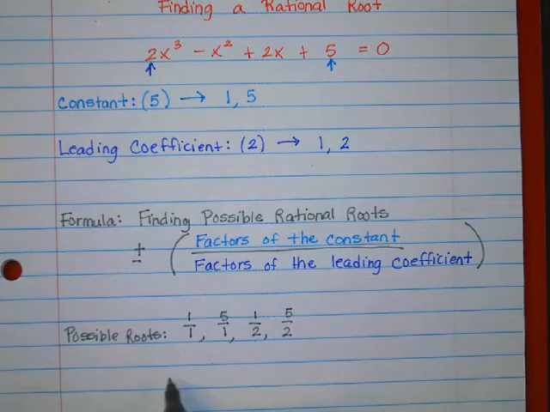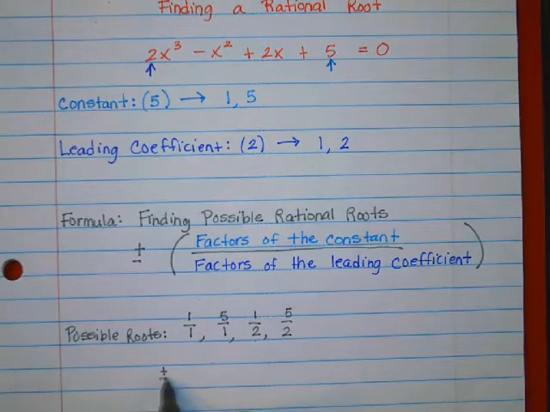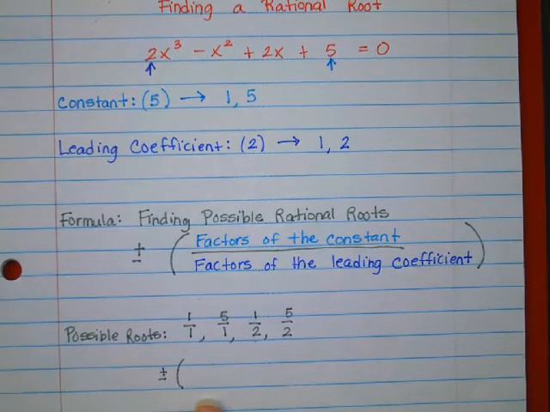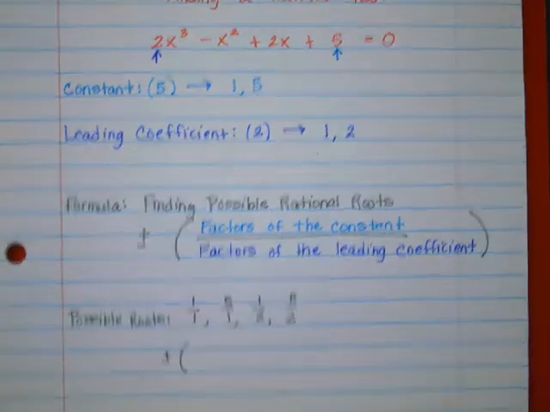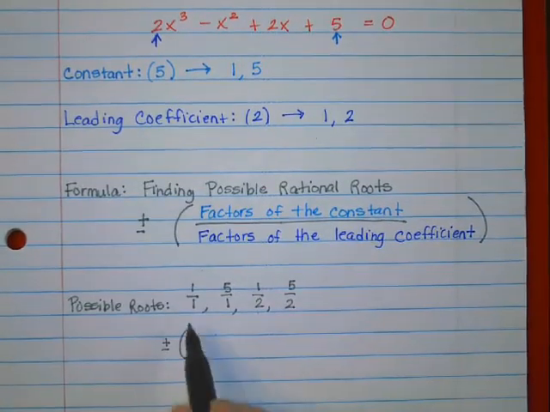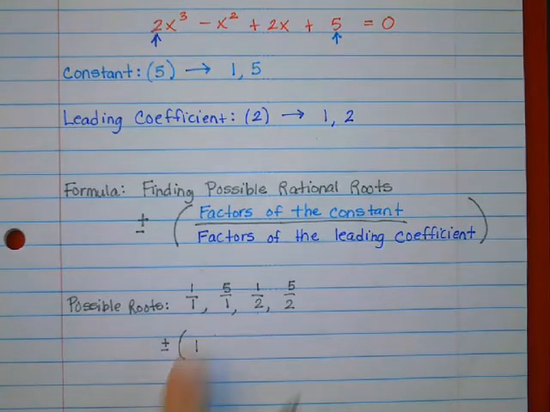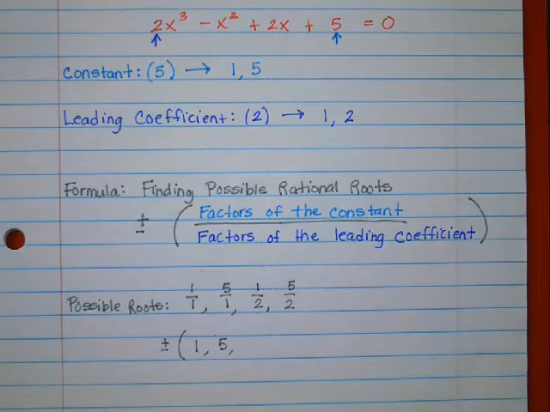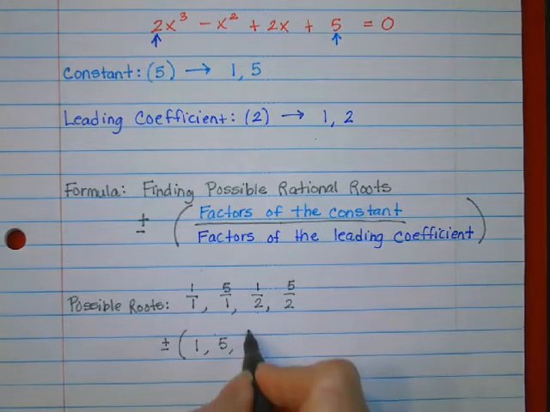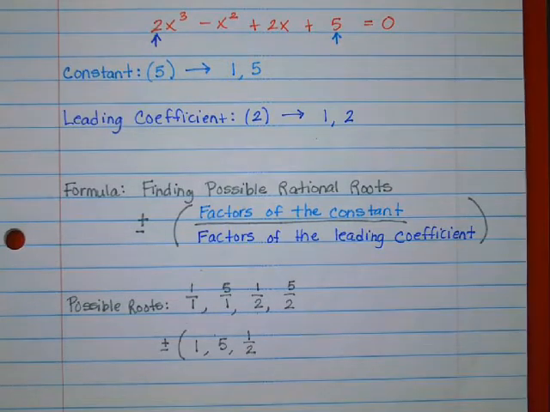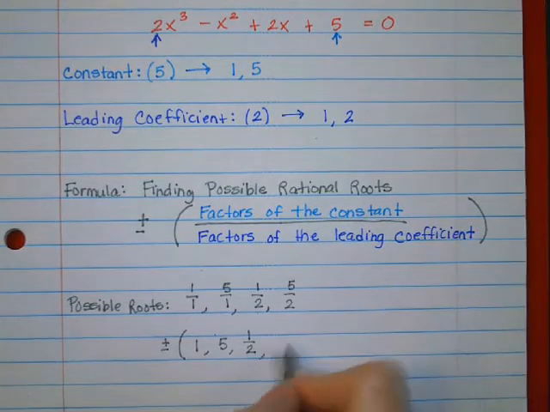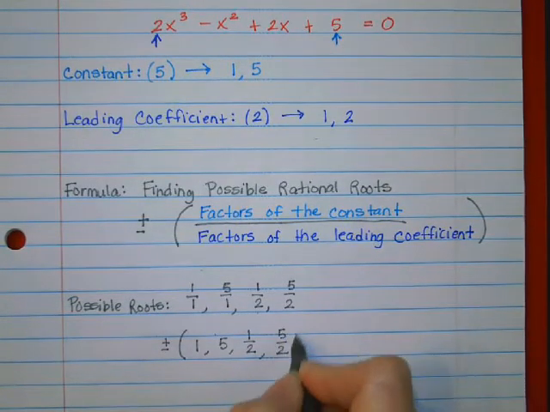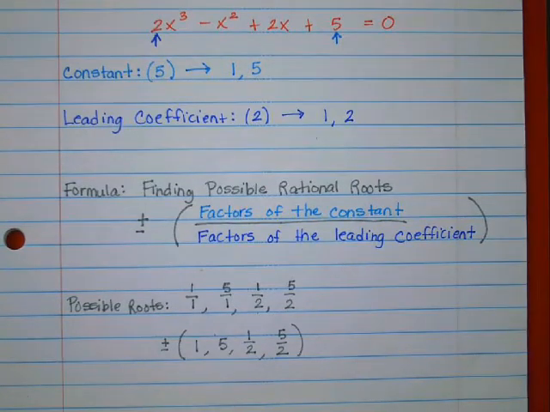So now my final answer, we're just going to write plus or minus one time. So you don't have to write plus, minus, plus, minus, plus, minus, plus, minus. Just write it one time. And we're going to reduce. 1 divided by 1, well, that's 1. 5 divided by 1, well, that's 5. Can I reduce 1/2? Nope. So it stays 1/2. And can I reduce 5/2? Nope. That becomes 5/2. So this is how we'll write them for homework.